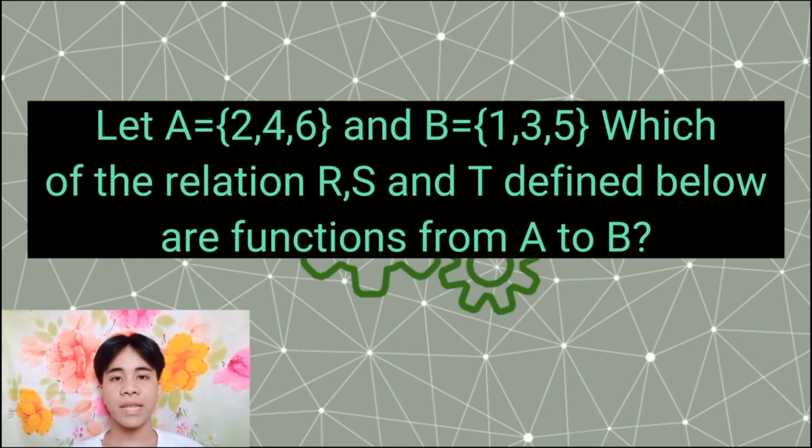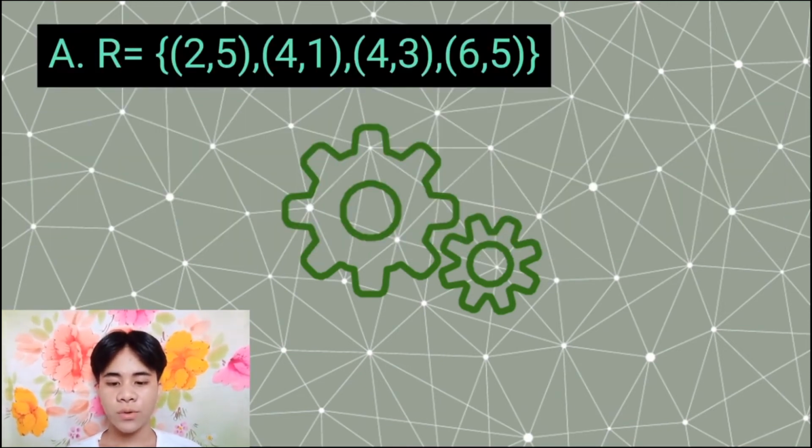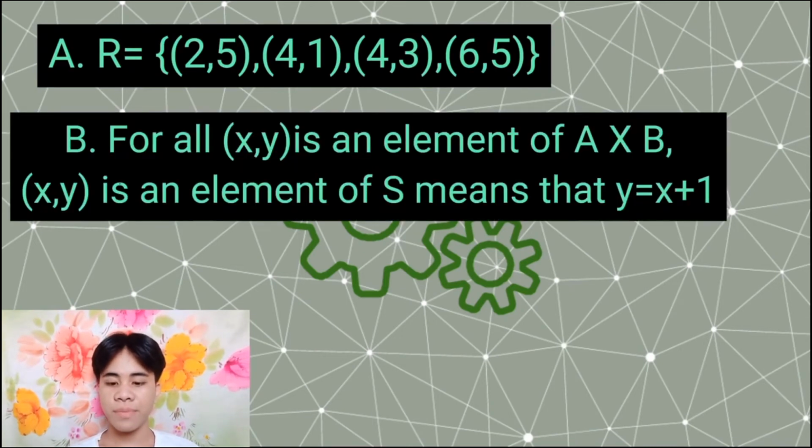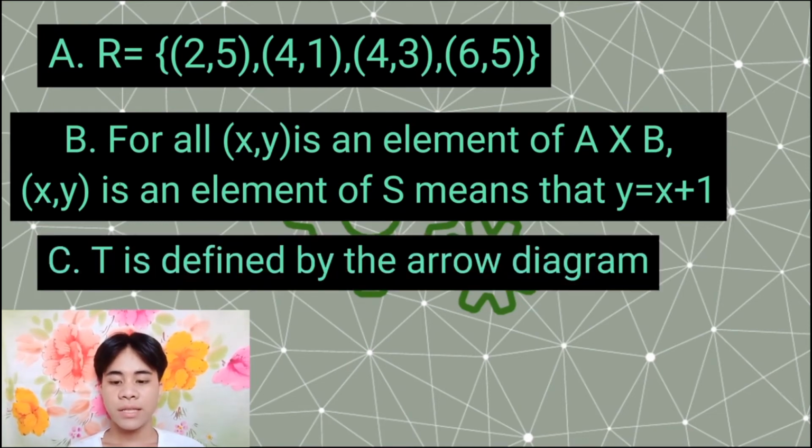So, ang hahanapin natin is letter A, R is equal to {(2, 5), (4, 1), (4, 3), (6, 5)}. So, letter B, for all (x, y) in A times B, (x, y) is an element of S means that y is equal to x plus 1. So, letter C is T is defined by the arrow diagram.